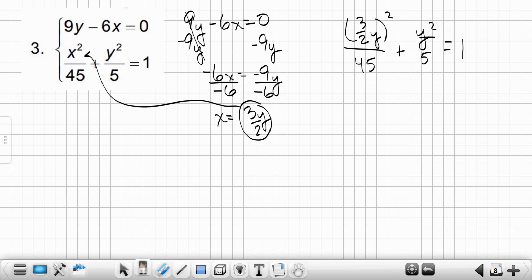Destiny, what is 3 halves squared? 9 over 4. The square is also hitting that y, so I get 9 over 4 y squared over 45 plus y squared over 5 equals 1.